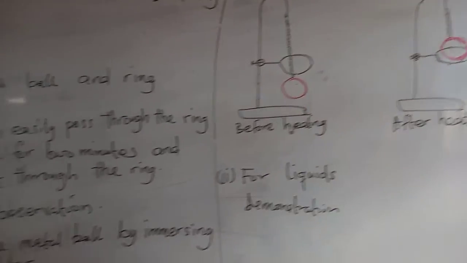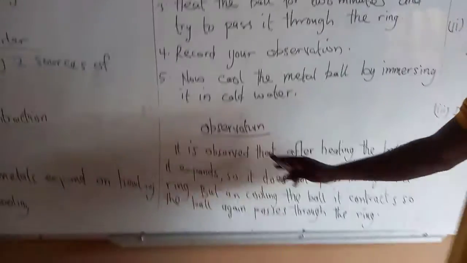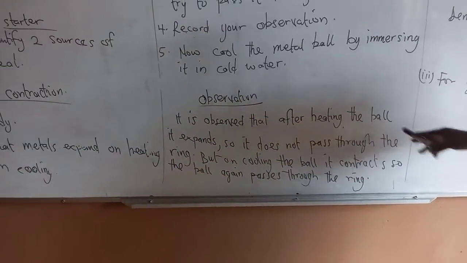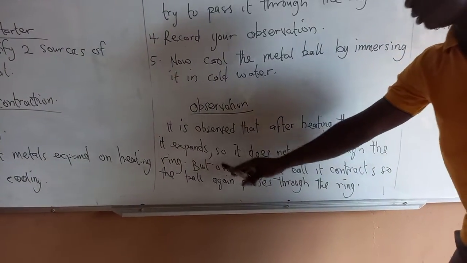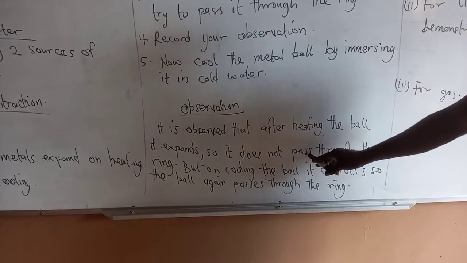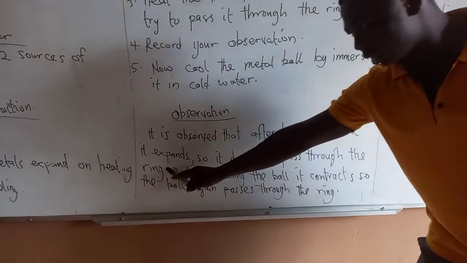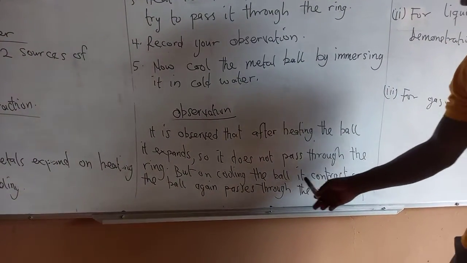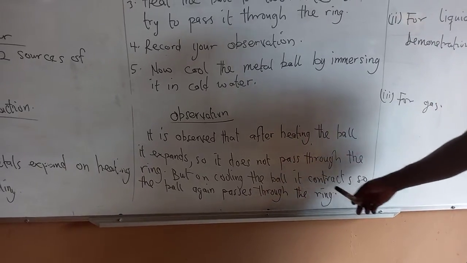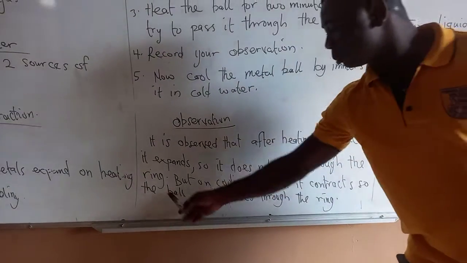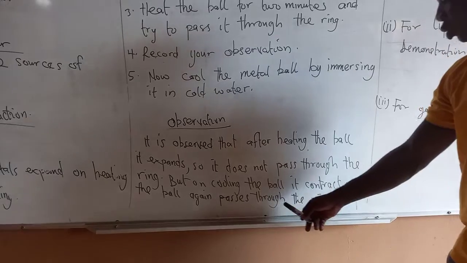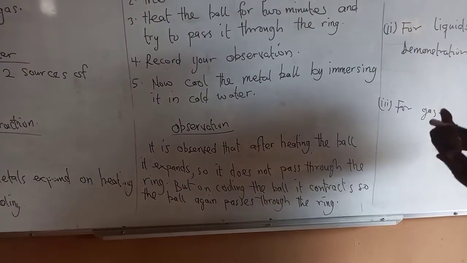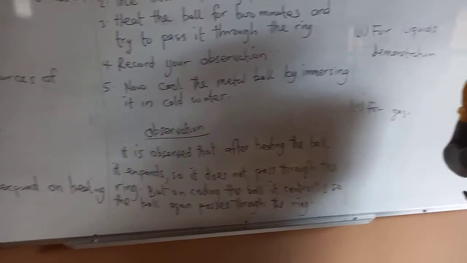Let's observe something. Our observation: it is observed that after heating the ball, it expands, so it does not pass through the ring. But on cooling the ball, it contracts, so the ball again passes through the ring. So when you do that, later use it to pass through the ring again and see if it can pass through.